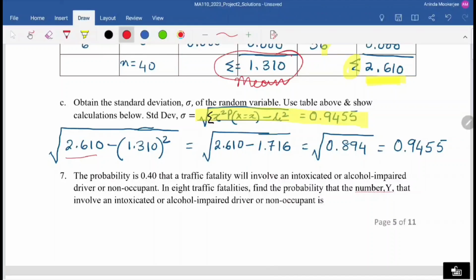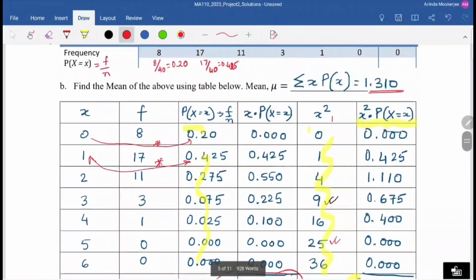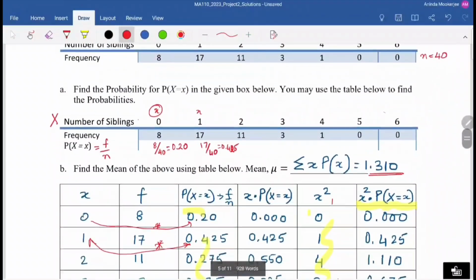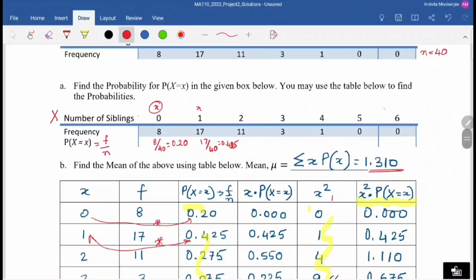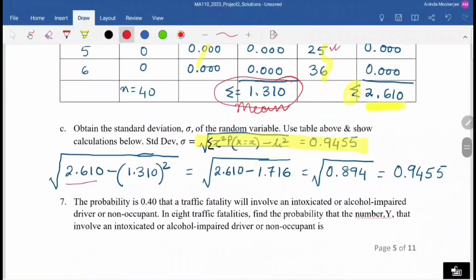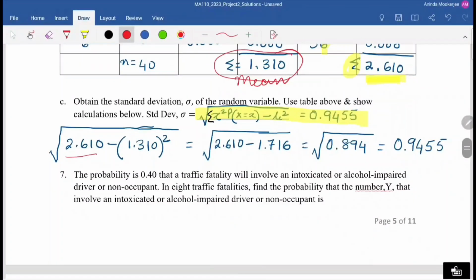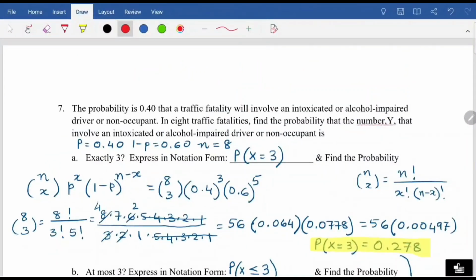All right, so that completes the first question in your test 2 review package. All right, so then in the next question we are going to work on a problem to find binomial probability. So here's the question on binomial probabilities. The previous question was on discrete random variables. So discrete probabilities, this was on binomial probabilities.